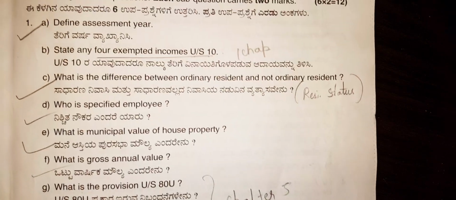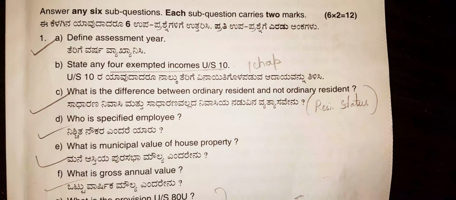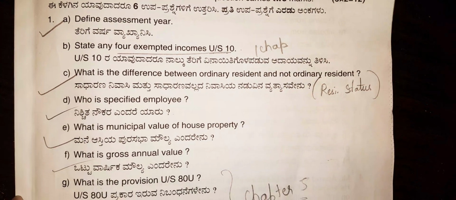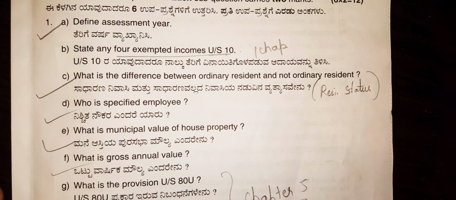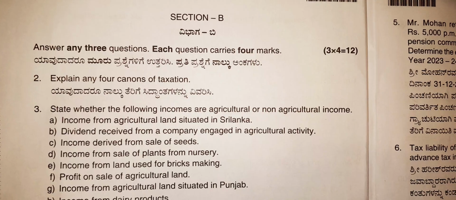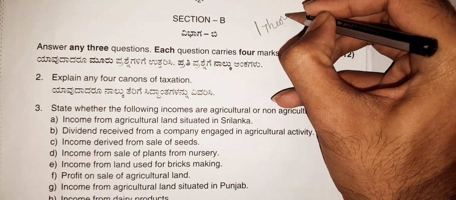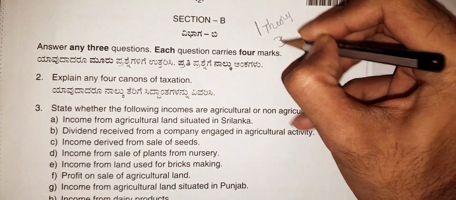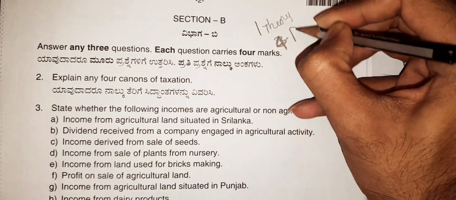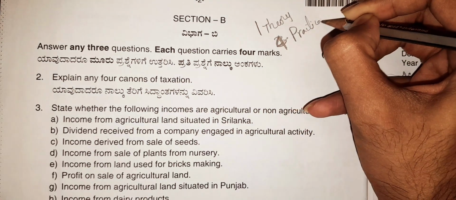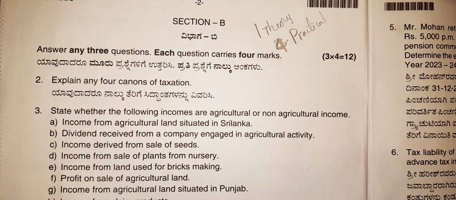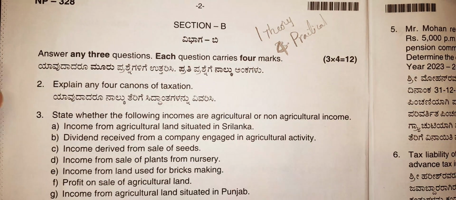So in total they had asked 8 questions. In that, 6 questions you should have answered. All 8 questions were actually easy. Next, section B: only one theory they had asked, and the remaining four were practical. Explain any 4 canons of taxation.